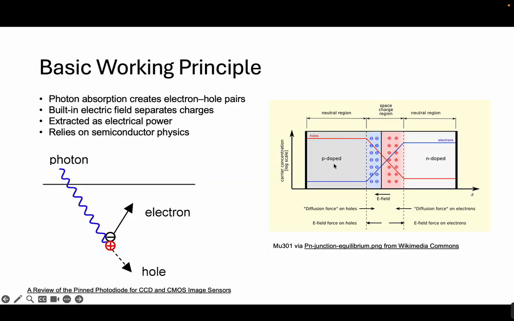So the basic is you have a p-doped region and an n-doped region, and in the middle you have a depletion region that makes an electric field, and from this area you can have a diode.